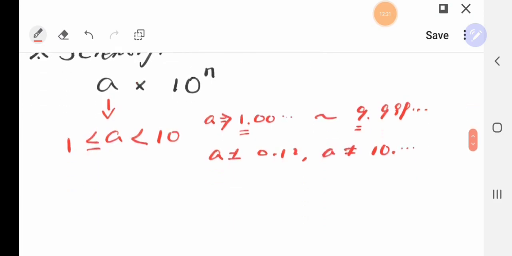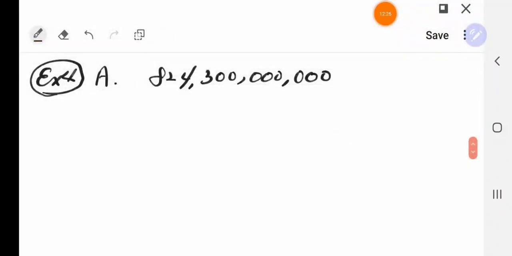Okay, based on this, let's try some examples. We want to write this number in scientific notation. First of all, the decimal point is actually at the end. And then let's count the number of places that we move the decimal point to the first non-zero digit. In this case, between 8 and 2. So we want to move it 1, 2, 3, 4, 5, 6, 7, 8, 9, 10, 11, right after the first non-zero digit, which is 8.